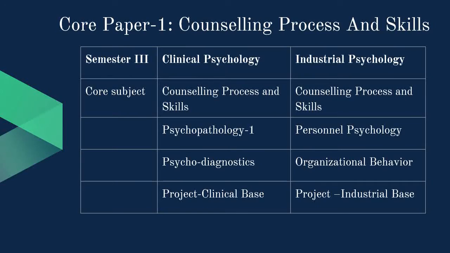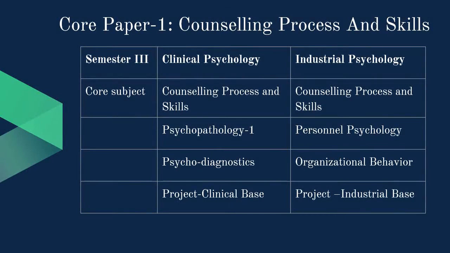As discussed earlier, similar to semester 1 and semester 2, we have 4 papers in semester 3 as well, and the division of the papers is given here. So in each semester we have 4 papers, wherein one paper is the core subject. As we can see here, there are 2 different specializations, that is clinical psychology and industrial psychology. We will be discussing them one by one. So initially, let us have a look at clinical psychology.